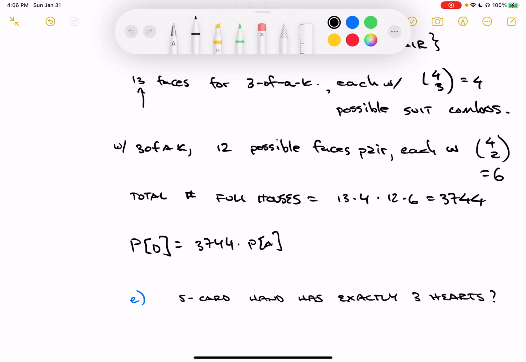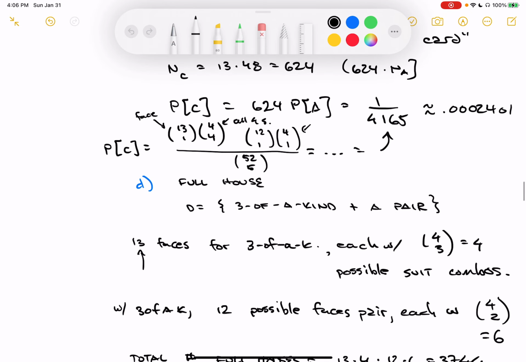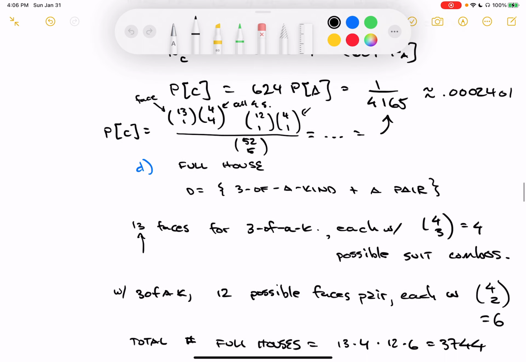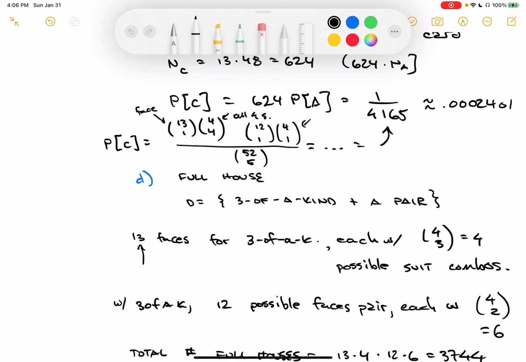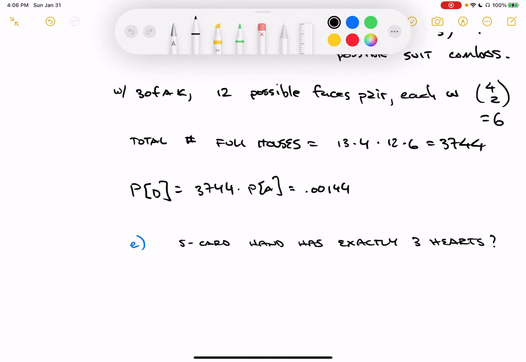I could do it as 3744 over 52 choose 5 as well. And if I go ahead and carry that out, that's like 0.00144. If you compare that to the 4 of a kind, that was 0.02%. This one is 0.1%. So it's at least, probably approximately, 10 times more likely than that 4 of a kind. Full house is 10 times more. So you're talking play under 1,000 hands of poker, you're probably going to see a full house come out naturally, something like that. How else could we get this?